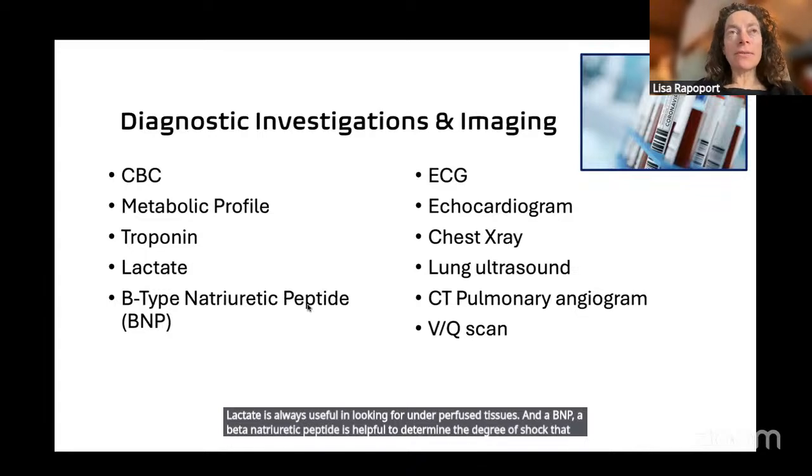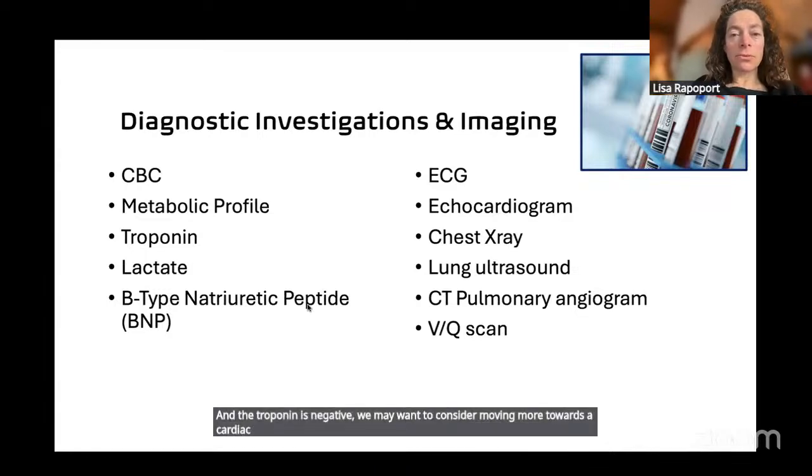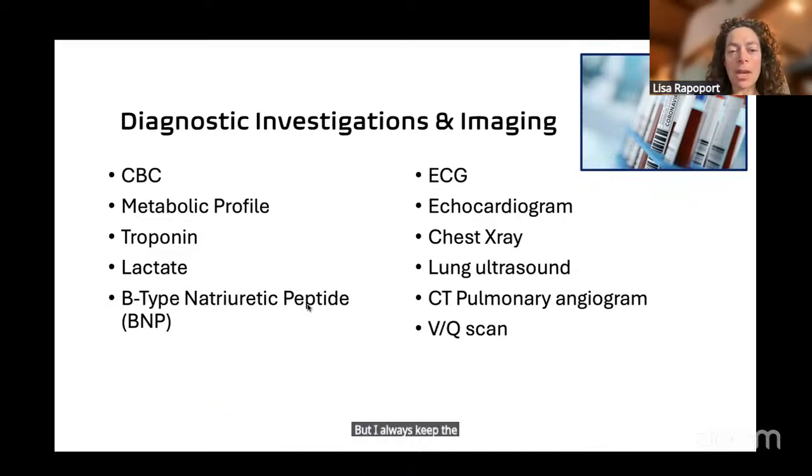So very often, for example, in a PE, we'll see a mildly elevated troponin and a mildly elevated BNP. But if the BNP ends up being very, very high and the troponin is negative, we may want to consider moving more towards a cardiac source of shock. But I always keep the differential open.